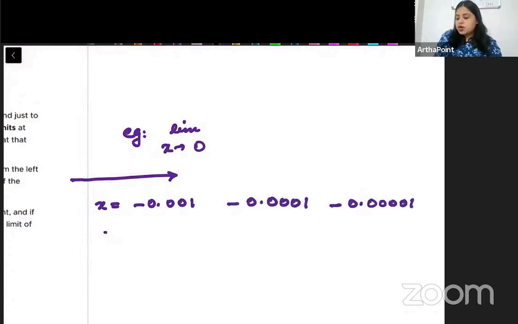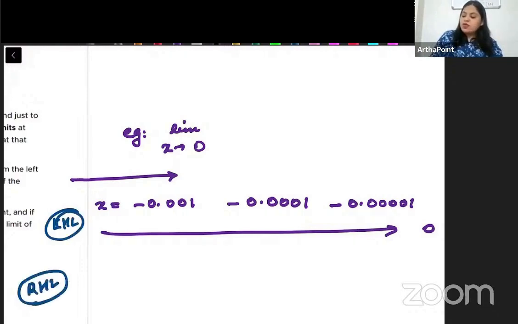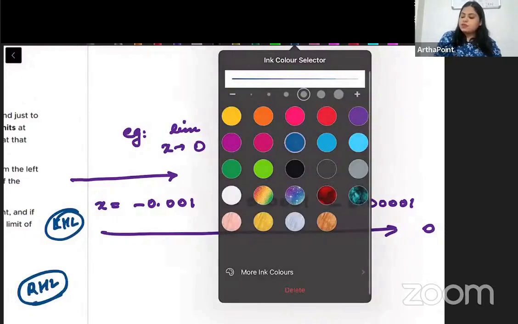So I'm just going towards 0. You see, I'm becoming closer and closer to 0, but from the negative side, right? And if I were to check, so this is the left hand limit. And if I were to check the right hand limit, then I will approach this from the right hand side.